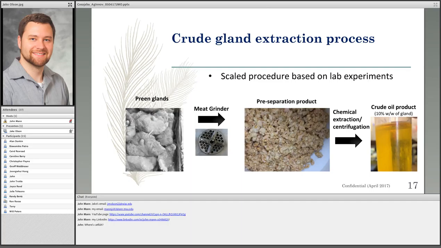But let me just explain a little bit about the extraction process that we do. So a typical extraction process of ours consists of taking the raw material, crudely grinding it to a specific particle size, and then mechanically separating the wax from the protein and purifying out a crude oil product. So you can see kind of the process flow here.